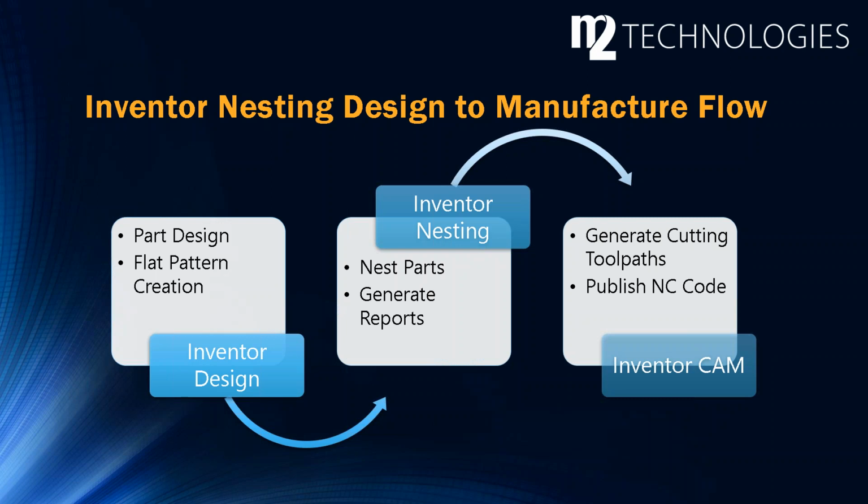Once those nests are generated, we can then create reports that give us that insight I mentioned earlier into part cost, nesting orientations if we're concerned about things like grain direction, and so on and so forth. And then after we leave the nesting environment, we go into Inventor CAM, which is again really just switching tabs in the Inventor ribbon, where we can generate those 2D cutting toolpaths and publish our NC code to actually send out to the machine and cut the material.